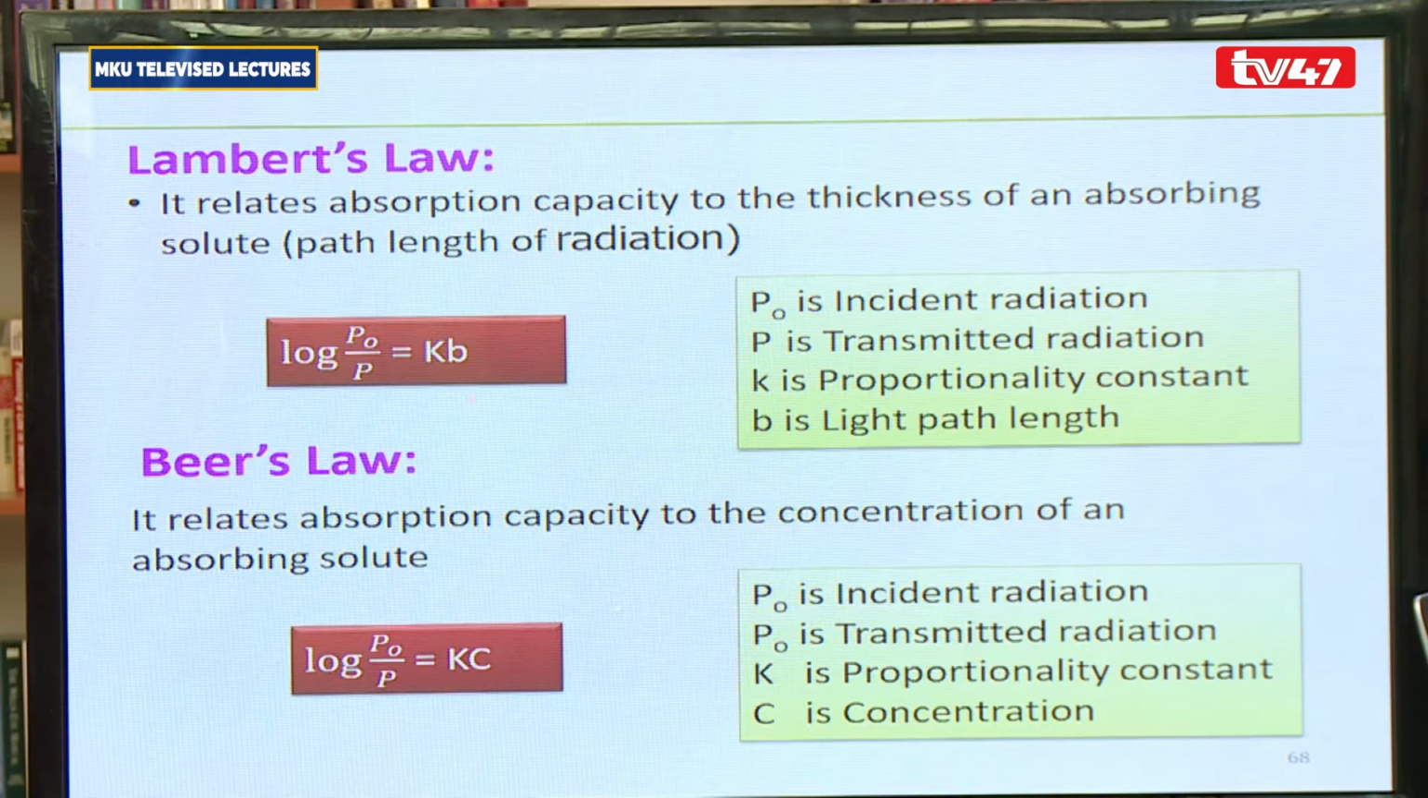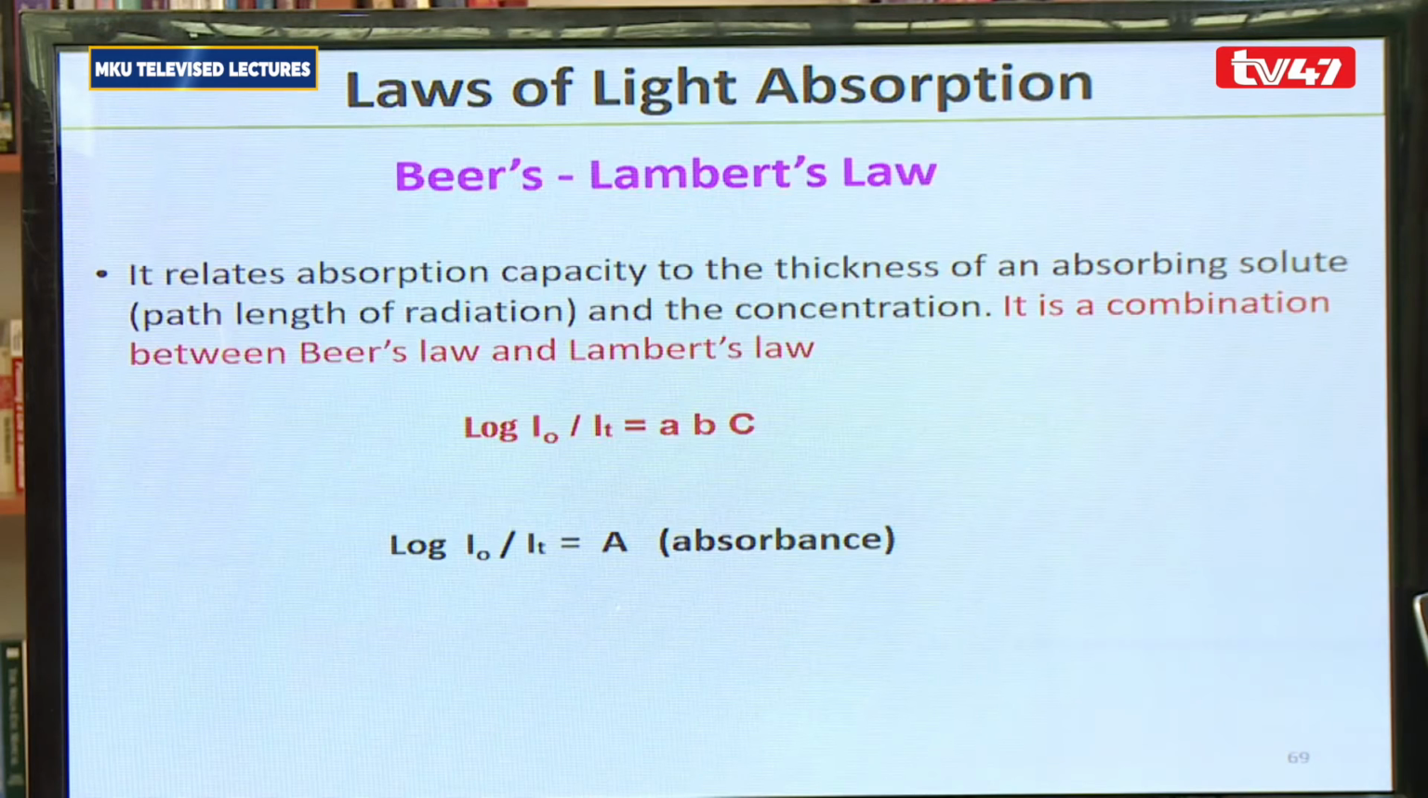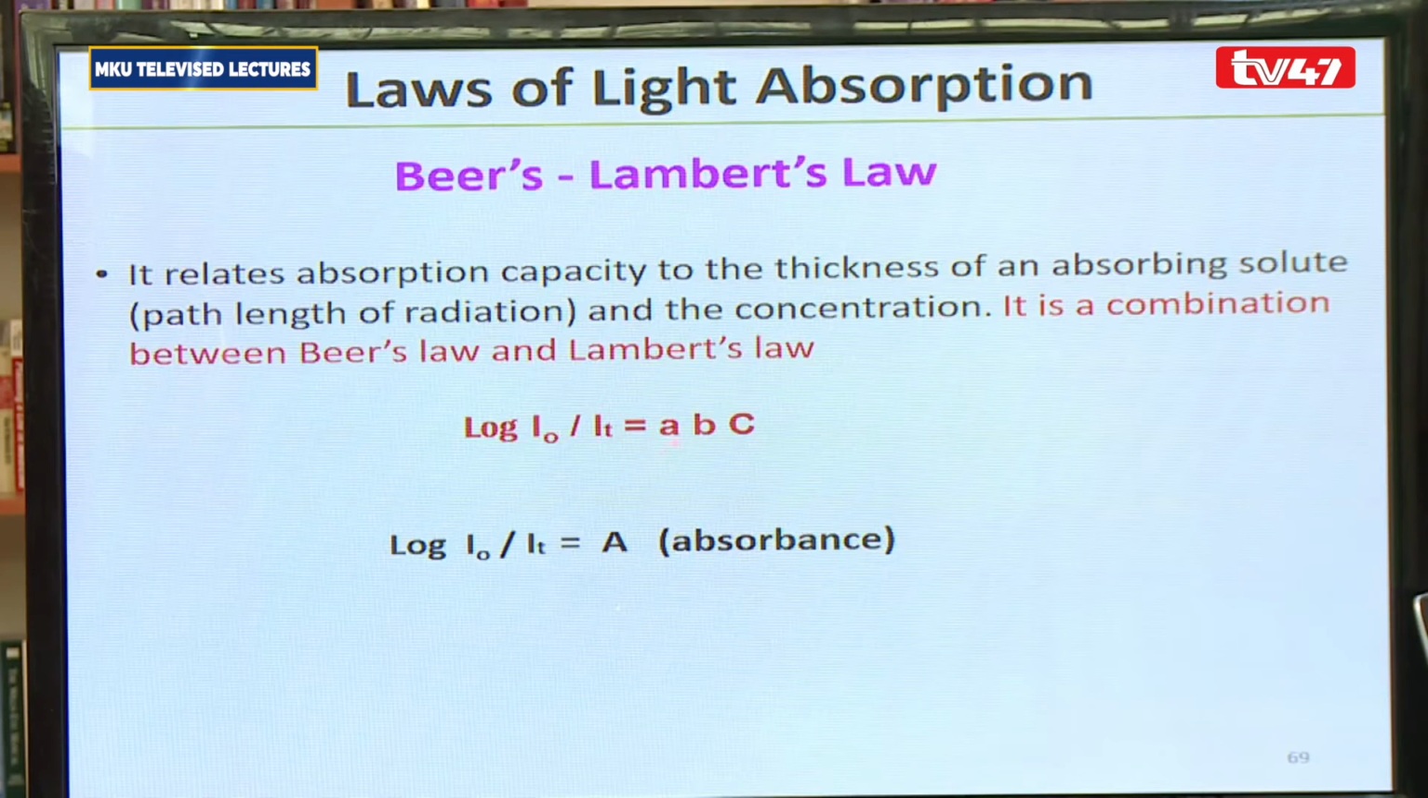Then Beer also related absorbance, but this time he related it to concentration, such that absorbance is directly proportional to the concentration. Again, k is a proportionality constant. And so now from the two laws we have the Beer-Lambert law, and the Beer-Lambert law relates absorbance to both concentration and the path length. Again, in this case, we are using a as the proportionality constant, which is absorptivity.